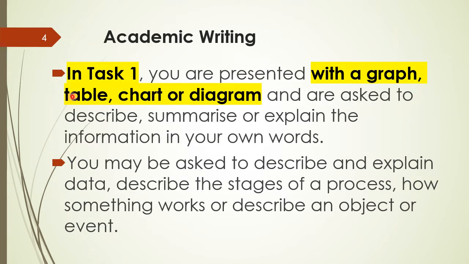Academic writing involves, in task 1, being presented with a graph, a table, a chart or a diagram, and being asked to describe, summarize or explain the information in your own words. This is a way of decoding the graph, chart or diagram, whatever you get, and writing it in your words. You may be asked to describe and explain data, describe the stages of a process and how something works, or describe an object or an event. On the next slide, I will have a sample question and I will talk about that in a bit more detail.